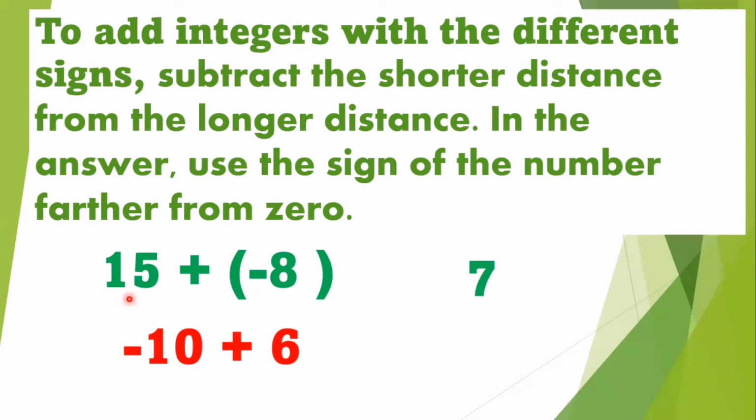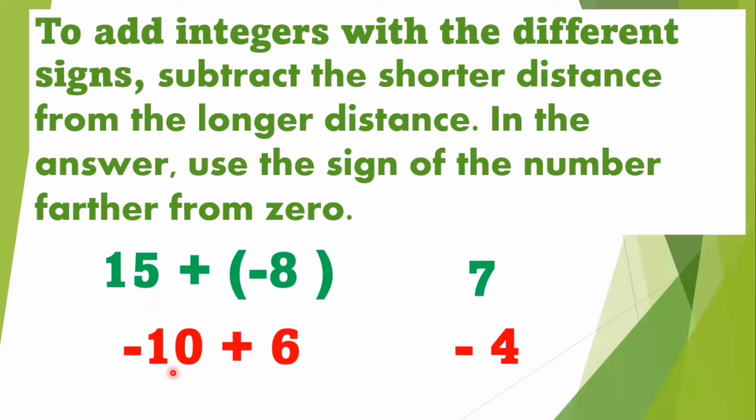Here, the second one, we have negative 10 plus 6. So ibabawas natin ang maliit na number sa malaking number. So ang 10, babawasan natin ng 6, that makes 4. At ano ang mas malayo sa 0? Ang negative 10 o ang 6? That makes negative 10 farther from 0. That's why our answer is negative 4.